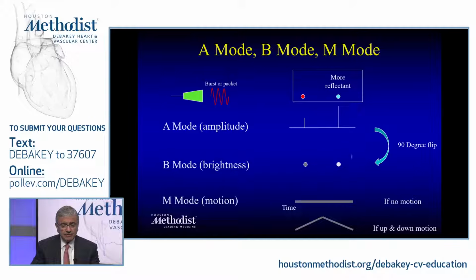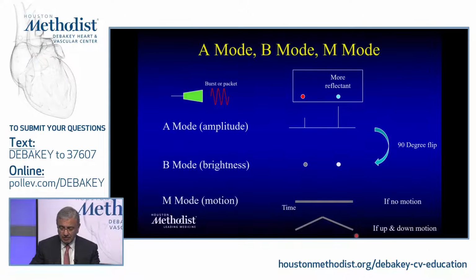And M mode, M is for motion. So basically, if there is a time sequence, or display, on the M mode, and there is no motion, you're going to see a straight line. If there is a surface that goes up and down, that's what you're going to see on the M mode itself. It goes up and then further down.